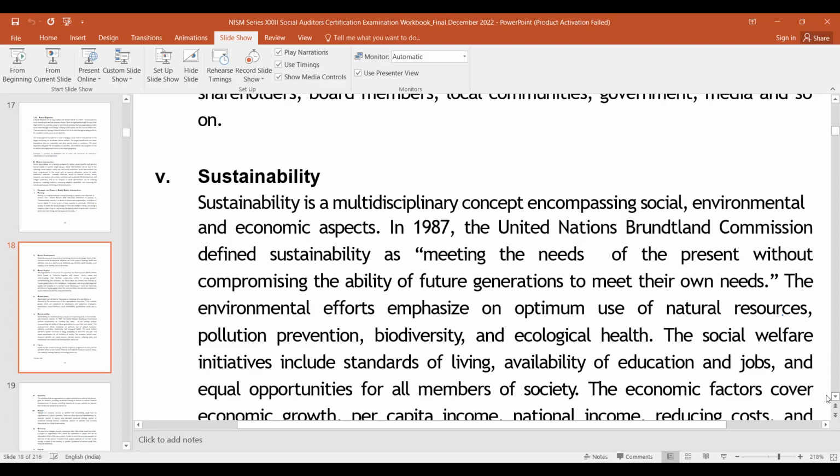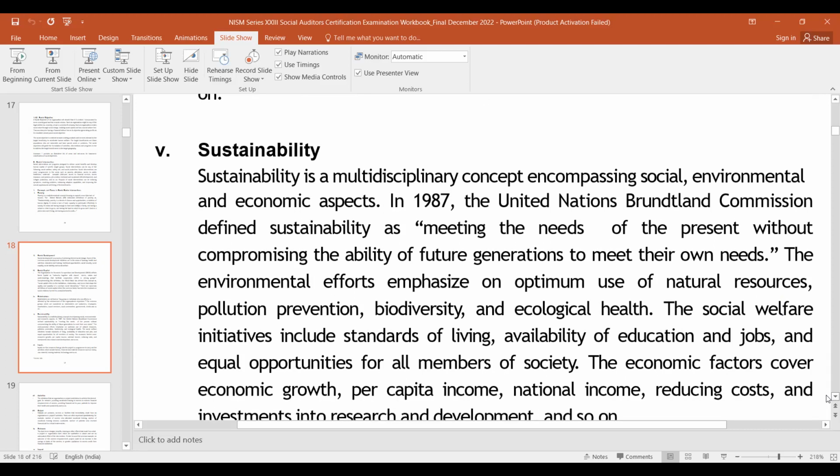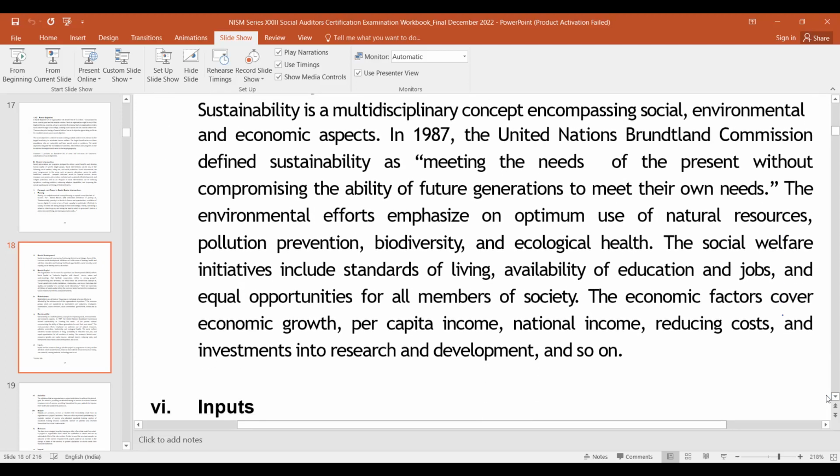The social welfare initiatives include standards of living, availability of education and jobs, and equal opportunities for all members of society. The economic factors cover economic growth, per capita income, national income, reducing costs, and investments into research and development, and so on. So this is the concept of sustainability.